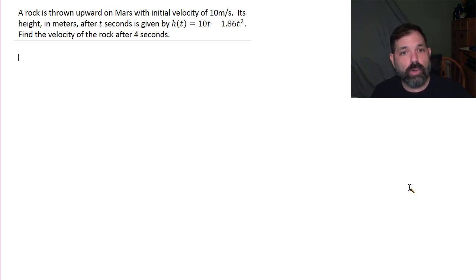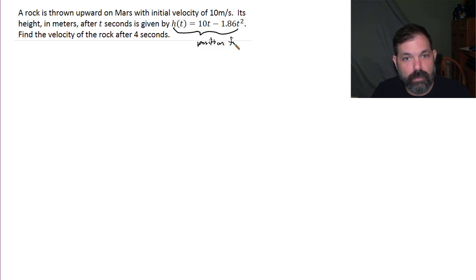A rock is thrown upward on Mars with an initial velocity of 10 meters per second. Its height in meters after t seconds is given by the function h of t is 10t minus 1.86 t squared. Find the velocity of the rock after 4 seconds. We're given the height. That's a position function, isn't it? This is a position function.